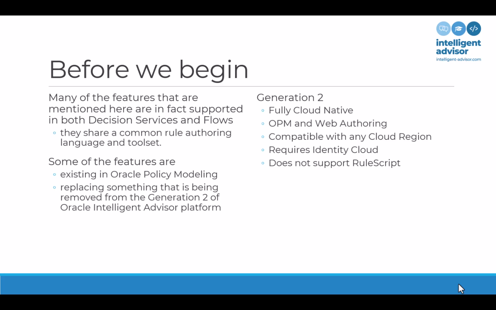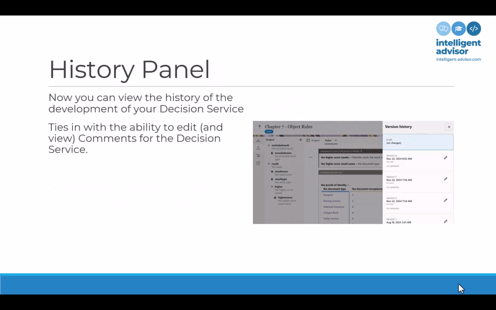So let's dig in to each of these, hopefully with also a little bit of a moving picture, a demo example. Let's start with something really easy. The history of development of a decision service project. You can now at any time flip open on the right-hand side the version history panel to see the version history of the thing that you're editing.